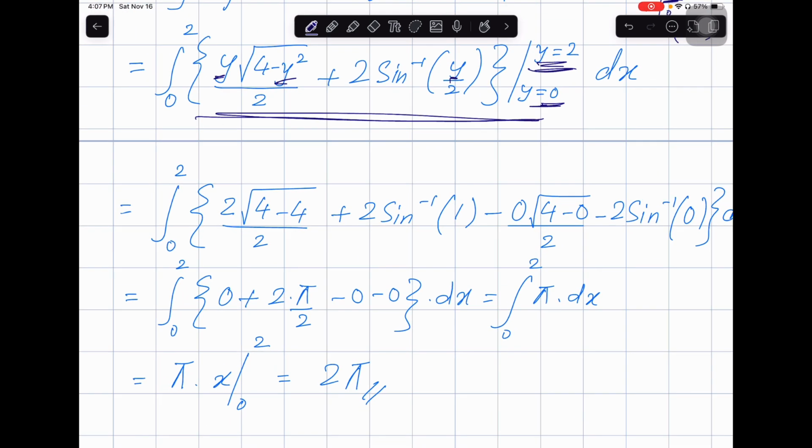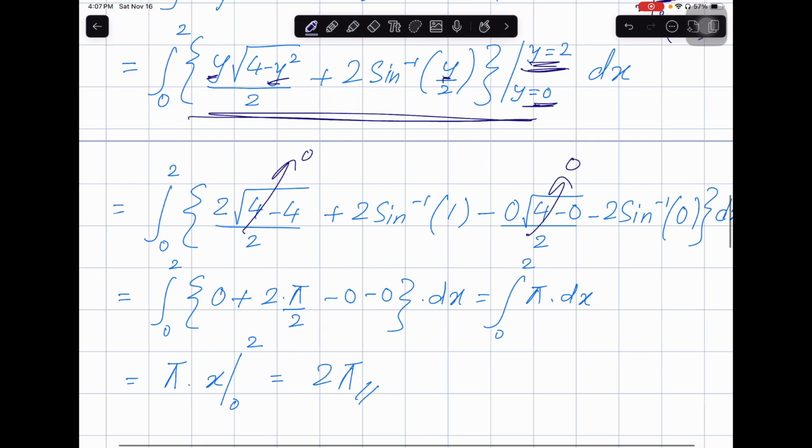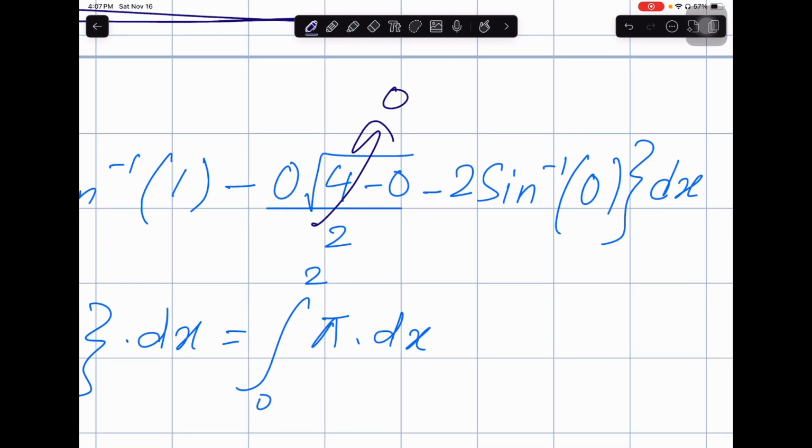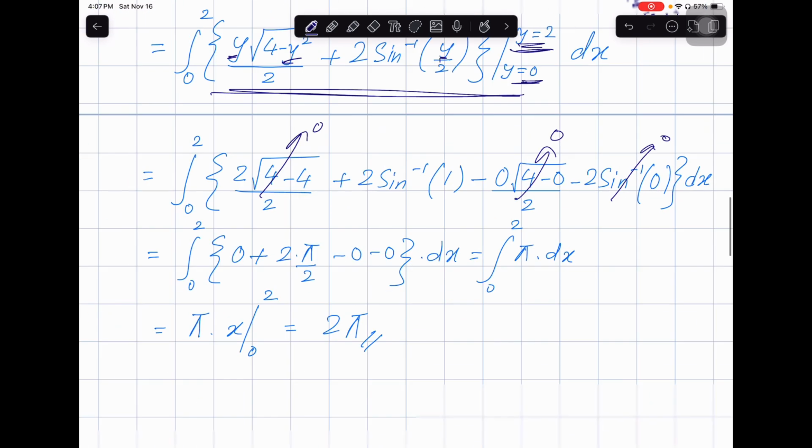So 4 minus 4 is 0. So this automatically makes it 0. Here everything is 0. And sine inverse 0, what is sine inverse 0? That is 0. You can look into the trig table, right? And 2 times 0 is 0. Now the only non-zero value that we get here is sine inverse of 1. What is sine inverse of 1? That is 90 degrees, or pi by 2, right? So 2 times pi by 2. So this 2 cancels this 2. So we are left with pi. And this is finally what we get.